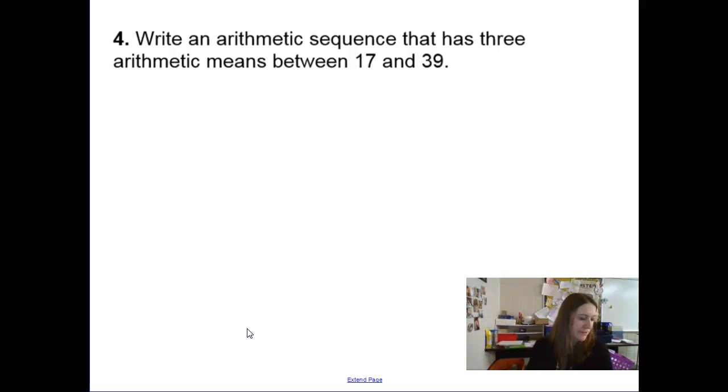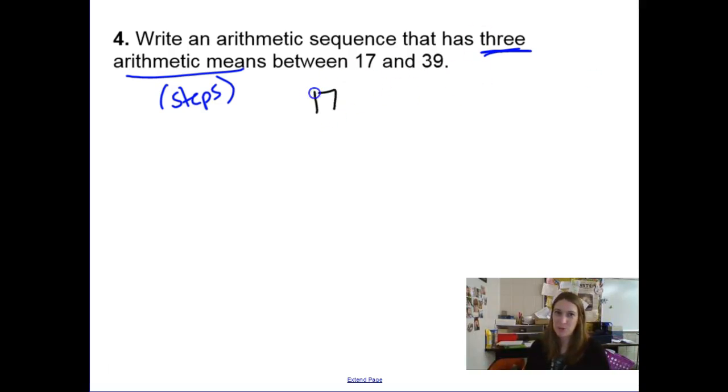Alright, what else do we have here? Oh, partial sums are coming up next. Okay, so here's another arithmetic sequence with arithmetic means. It has 3 arithmetic means, which we know means steps, blanks, if you want to call them that, between 17 and 39. But you got to be a little careful, because remember, we have to actually get to 39. So while there are 3 missing steps, there's actually 4 additions that happened here.